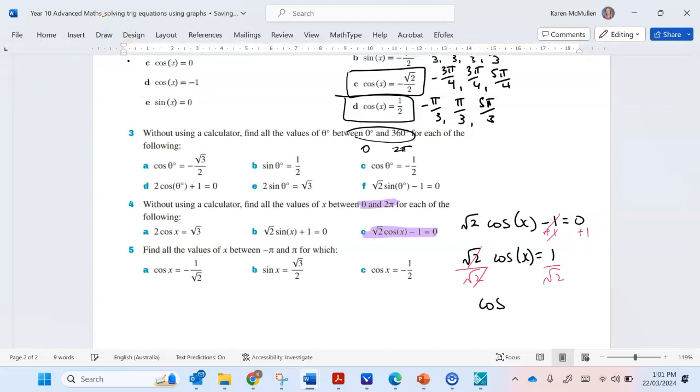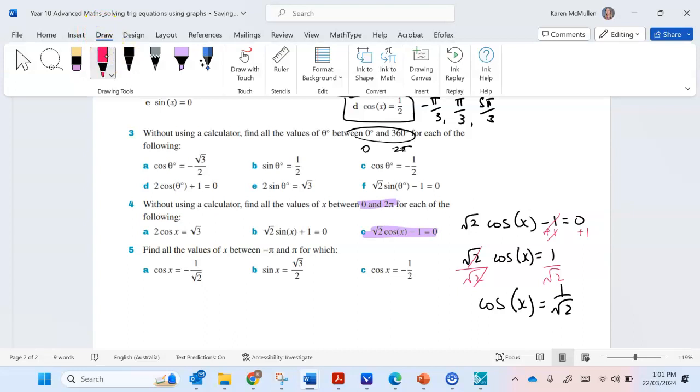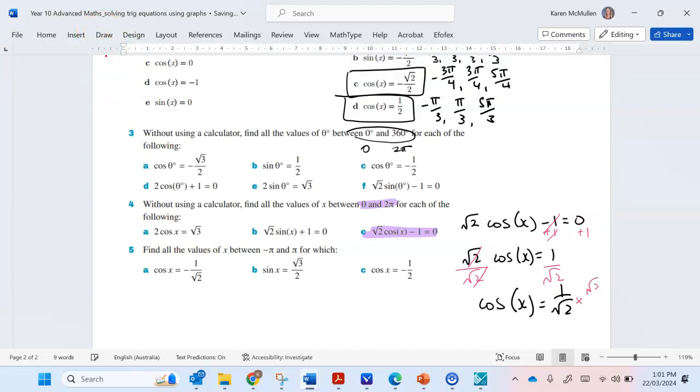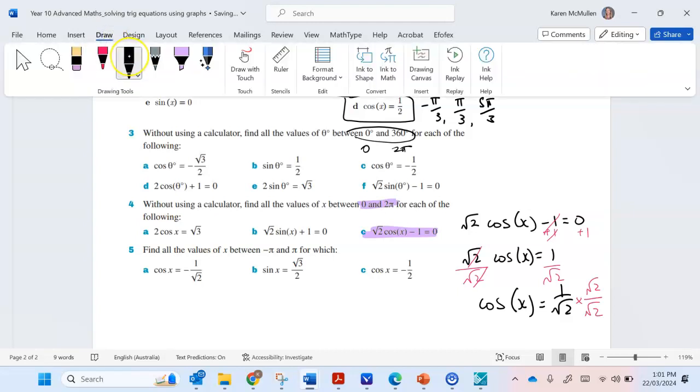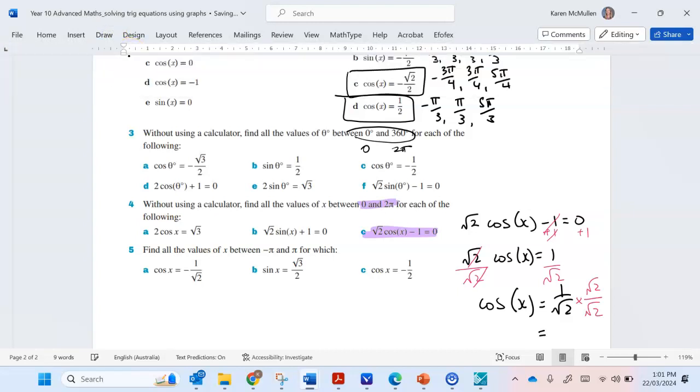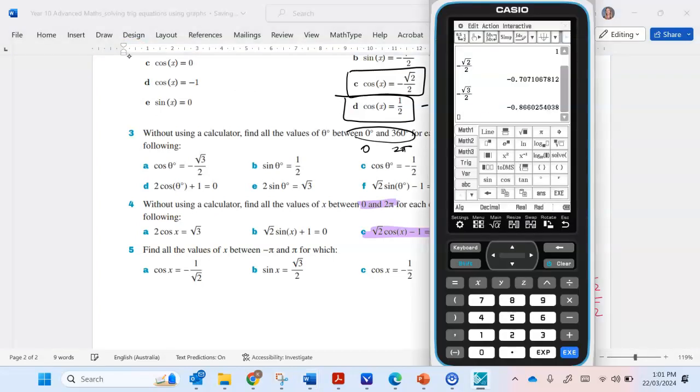So cos x is equal to 1 on root 2. Now we are used to seeing that as root 2 on 2 because we would go ahead and then rationalize the denominator. You don't need to, but you do need to recognize that they're the same thing. So root 2 on 2. All right, so doing that on the calculator. So let's just say you left it as 1 on root 2. So 1 on square root of 2.